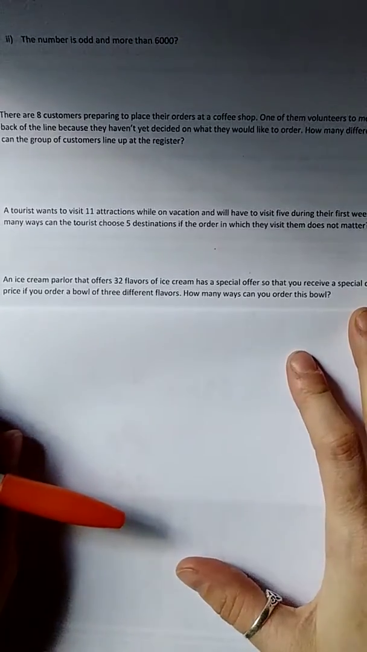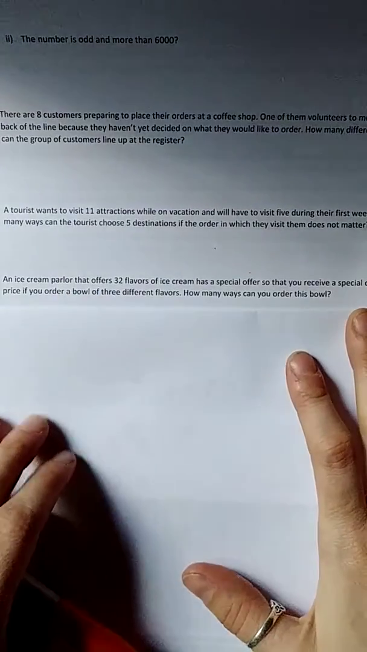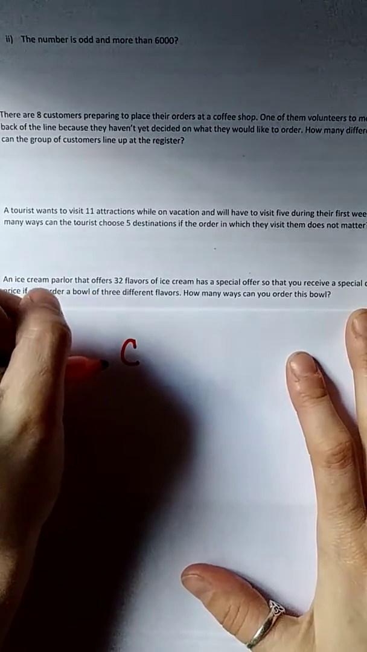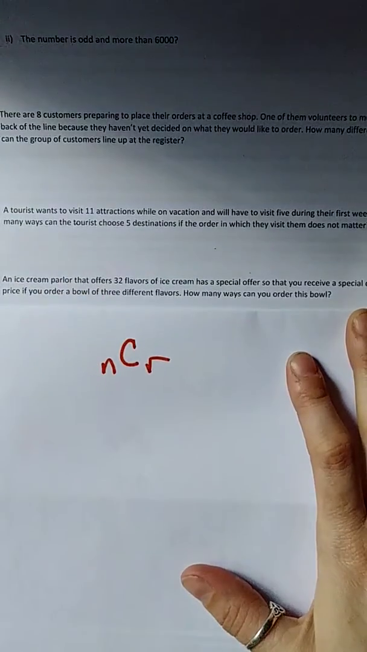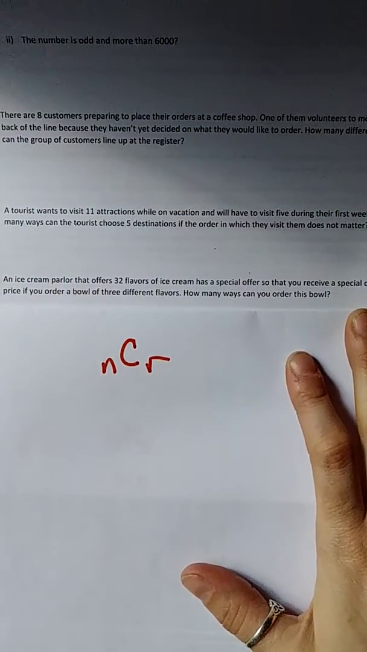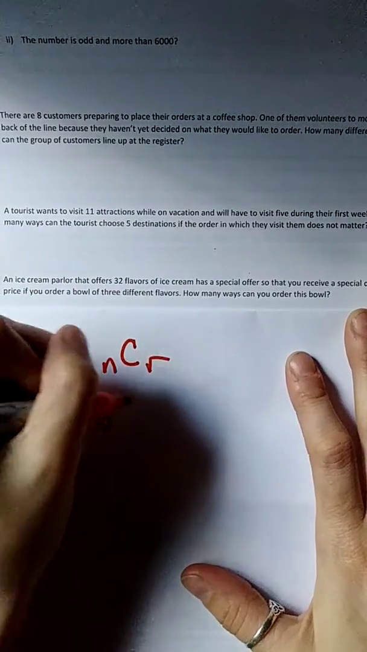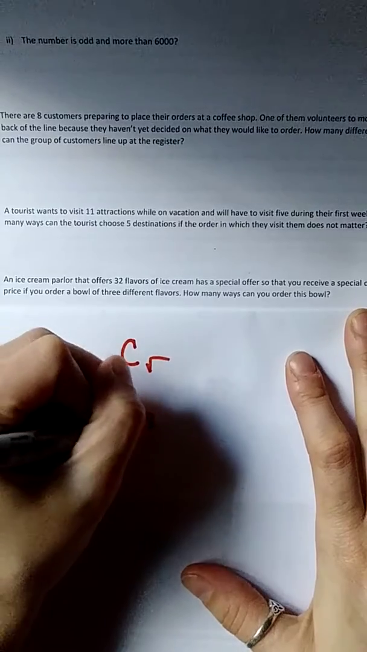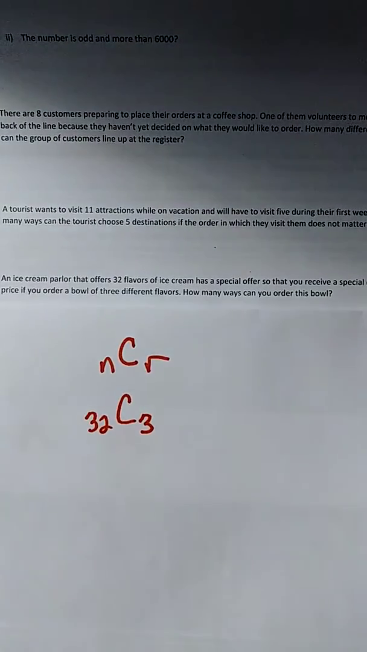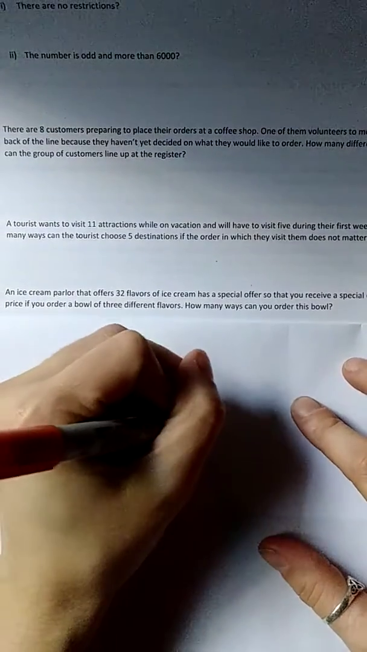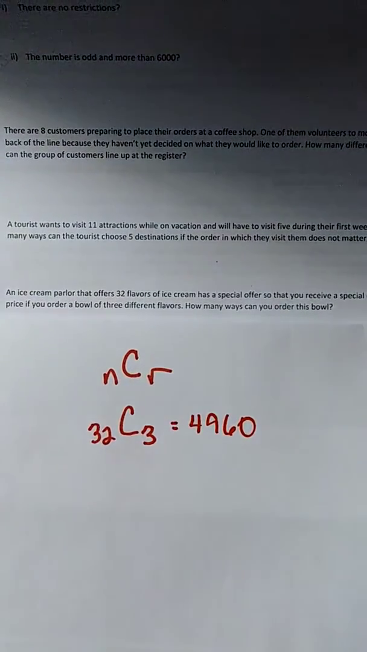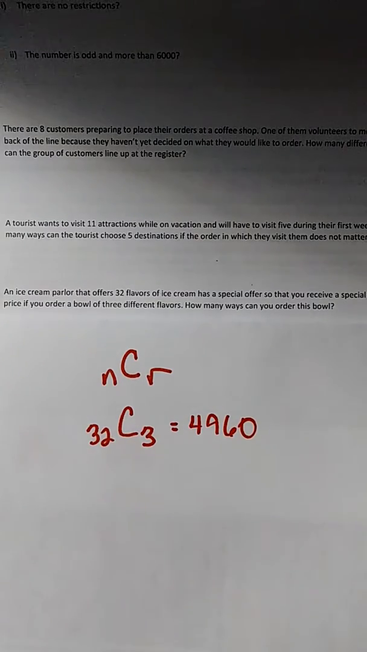So because the order does not matter, and we're choosing 3 out of 32 flavors, we're going to be using the combination method for this as well. So we're going to be using nCr because the order does not matter. So the total number of flavors is going to go first, 32 flavors, and out of those we're going to choose 3 flavors. Again, that's all we have to write down on our paper until our final answer. So we're going to do 32 in our calculator, we're going to choose 3, and our final answer is going to be 4,960 ways to order this special discounted bowl of ice cream.